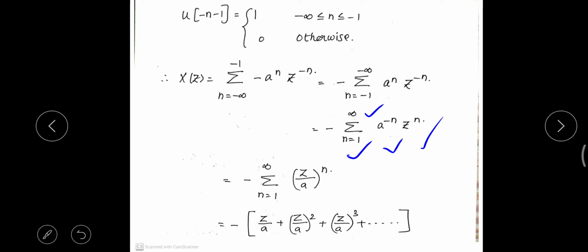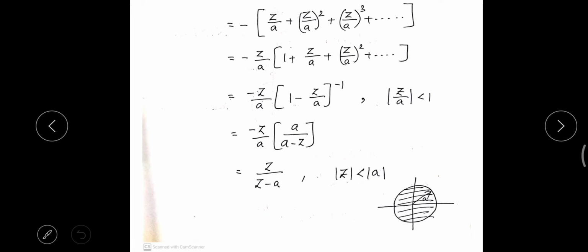But my Bernoulli series always starts with 1. So z by a is extra, so I should take z by a outside. If I take z by a common from all the terms, it is now in the form of 1 plus z by a plus z by a the whole square and so on. Now it looks like 1 plus x plus x square plus x cube and so on. Whenever my infinite series is in this form, I can write 1 minus x whole to the power of minus 1, provided that the magnitude of x is less than 1.